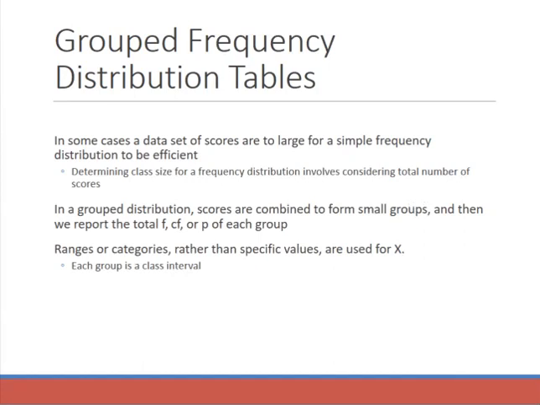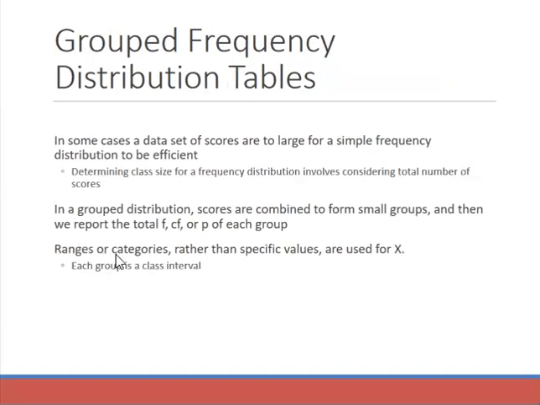And so, for example, if I look at grades for a particular exam and the grades range from 51% to 96%, if somebody lists every single score, that's too many, it's not meaningful, it doesn't make sense. So instead, we group the scores. In a grouped distribution, scores are combined to form smaller groups, and then we report the frequency, the cumulative frequency, or the percentage or the proportion for each group of scores as opposed to individual scores.